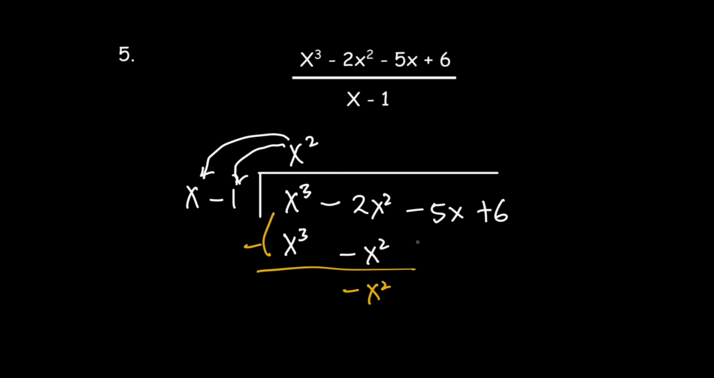So this is what we have. And at this point, we are not going to drop all these two terms. We are just going to drop it one at a time. So I'm just going to drop the negative 5x. Then we keep going.